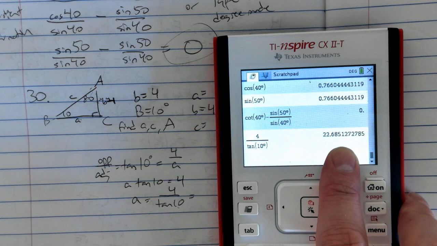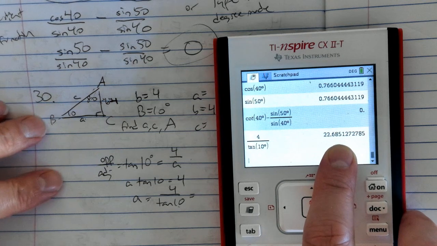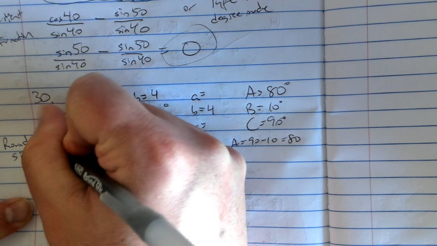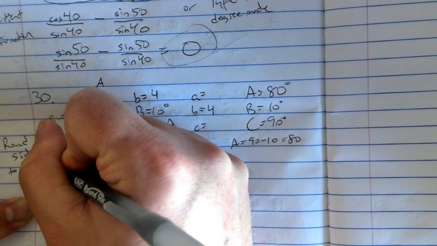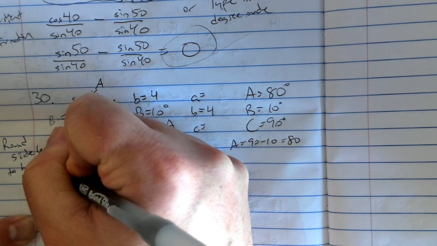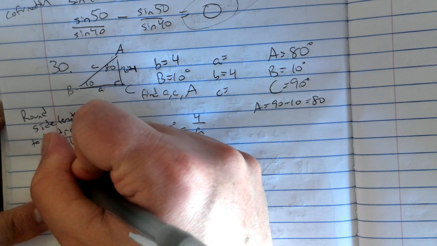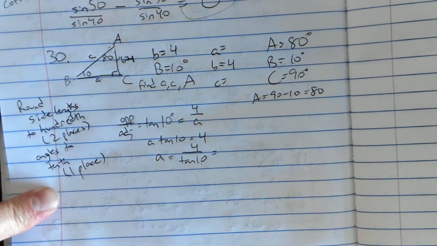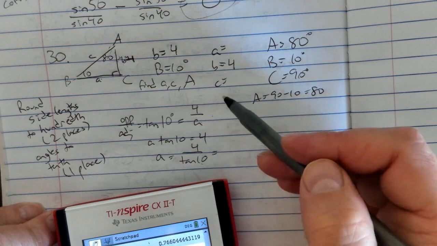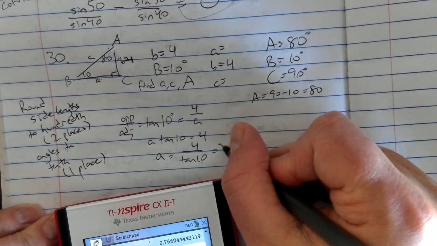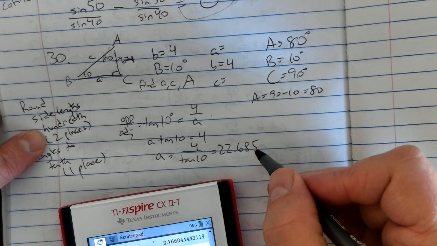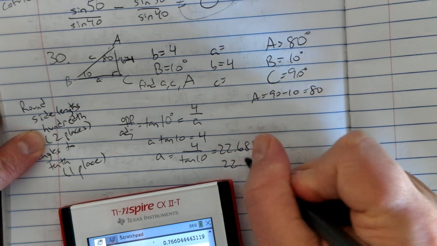Looks like for this, they want side lengths rounded to 2 decimal places. Round side lengths to the 100th, which means 2 places, and angles to the 10th, which means 1 place. So since the lowercase ones are all the side lengths, we would have 22.685, and because we want to round it, the 5 would make this round up to 22.69.